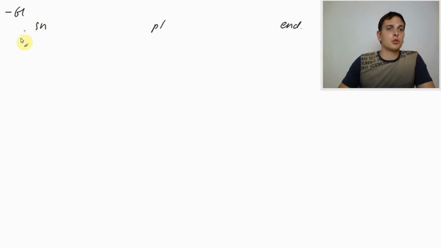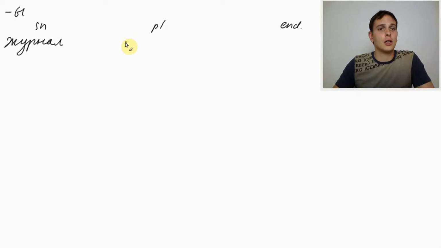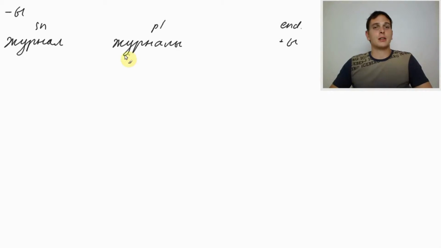And the first example was журнал, a magazine. And do you remember how to build plural for журнал? Журналы. We just add ending "ы". So the ending plus "ы". Журналы. So we got the plural of magazine. Журнал, журналы.